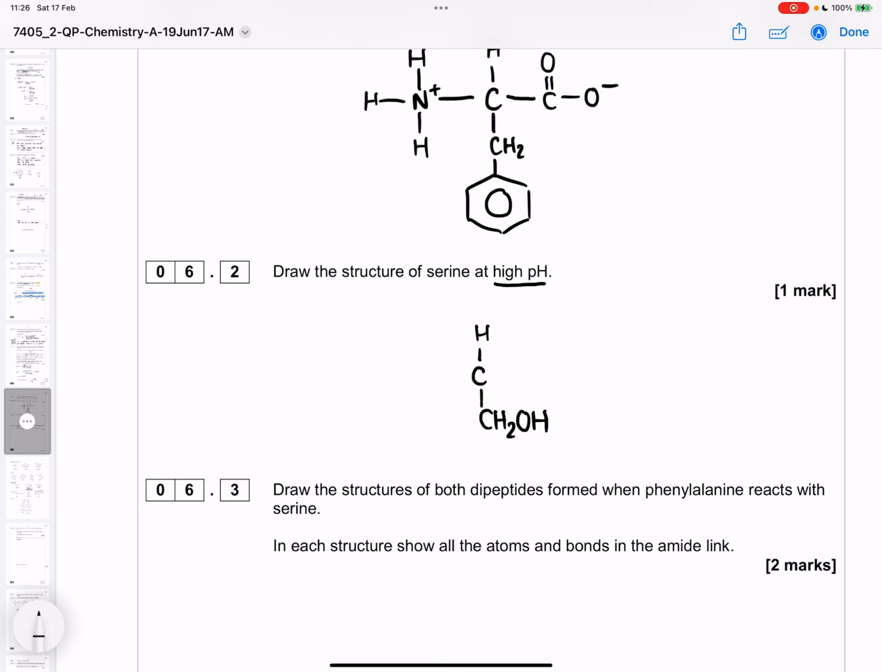High pH means that you've added OH minus, which means we're going to remove acidic protons, which means that the carboxylic acid end is going to become an O minus. The amine end is going to stay as an amine.